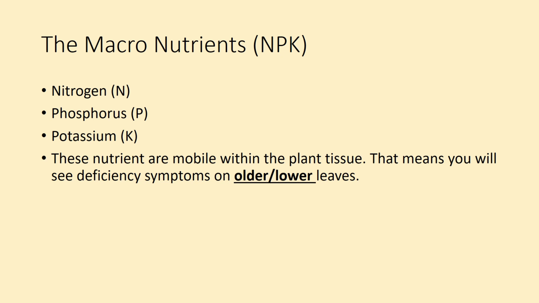How this typically plays out is that if a plant is experiencing a deficiency of any of these mobile nutrients, it will take the nutrients out of the old tissue and pump it into the new growth. Because of this, you will see deficiency syndromes of mobile nutrients first in the older leaves, which are typically on the lower parts of the plant.